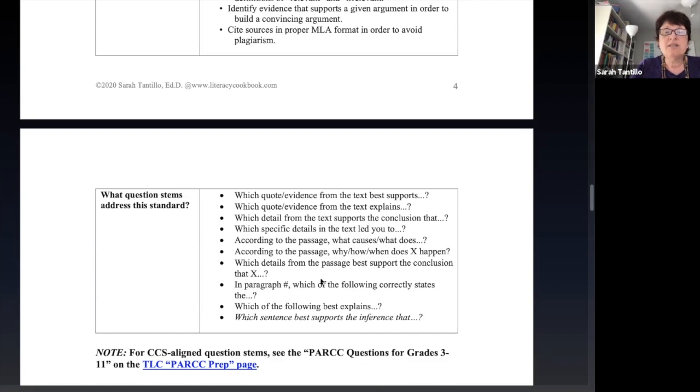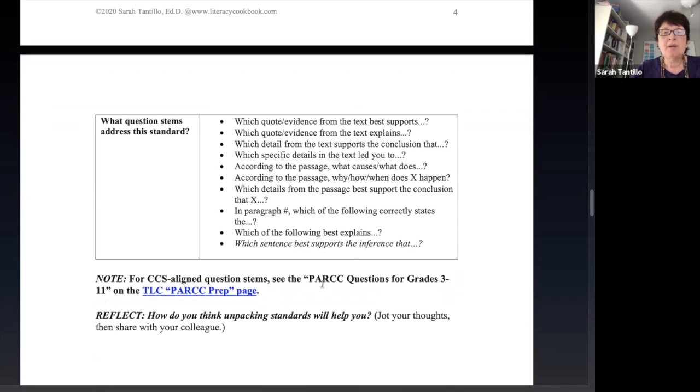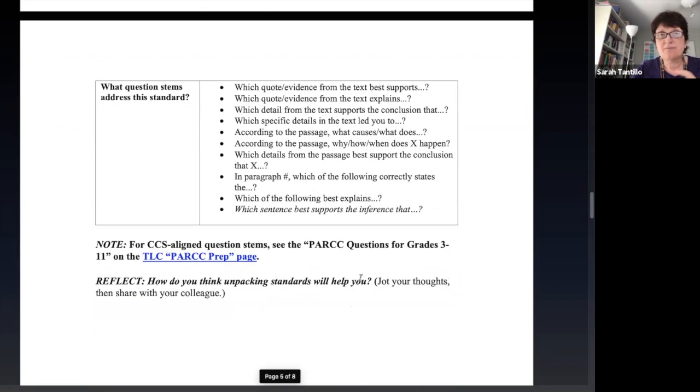And the good news is I have a full handout on this that includes, it says PARC questions. It's really Common Core Standards questions that happen to be on the PARC, or now called NJ SLA-E, for grades 3 through 11. If you go to my TLC PARC prep page, you can download it. If you're working at Great Oaks, you can find it on the PD shared drive in the folder for this workshop.